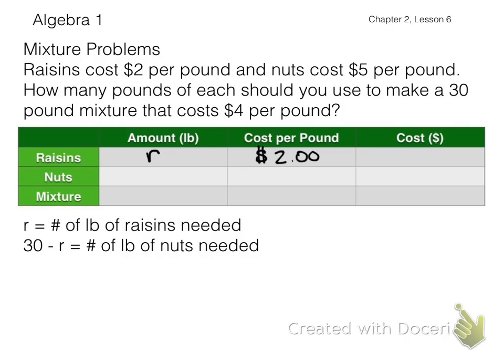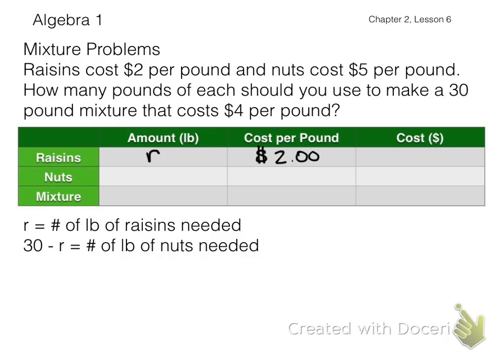Okay, next slide. Hope you mulled it over. All right. So this is what we call a classic mixture problem, and mixture problems are usually like nuts and raisins, like trail mix. Hopefully you've all had trail mix, unless you're allergic to something that trail mix is always in, but whatever. All right, so this is a mixture problem, and it says raisins cost $2 per pound and nuts cost $5 per pound. How many pounds of each should you use to make a 30-pound mixture that costs $4 per pound?